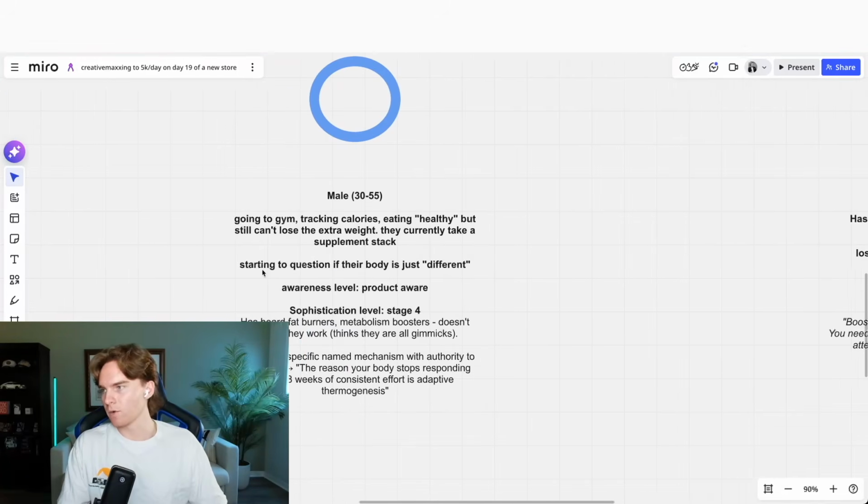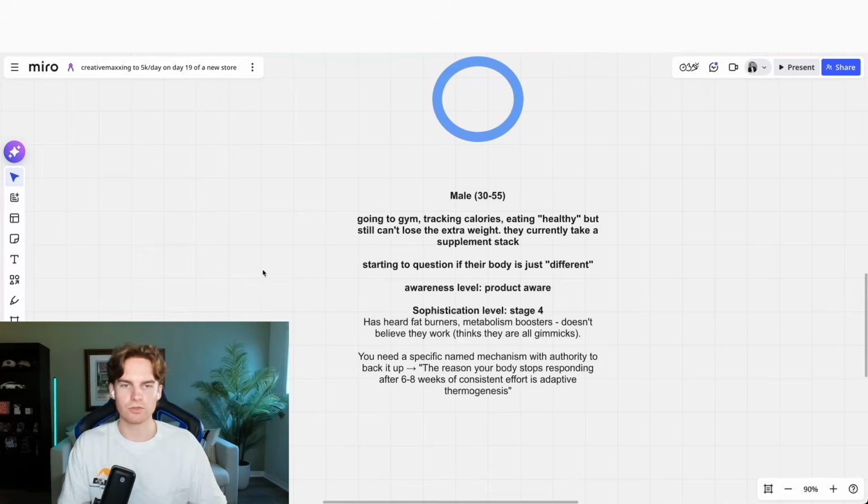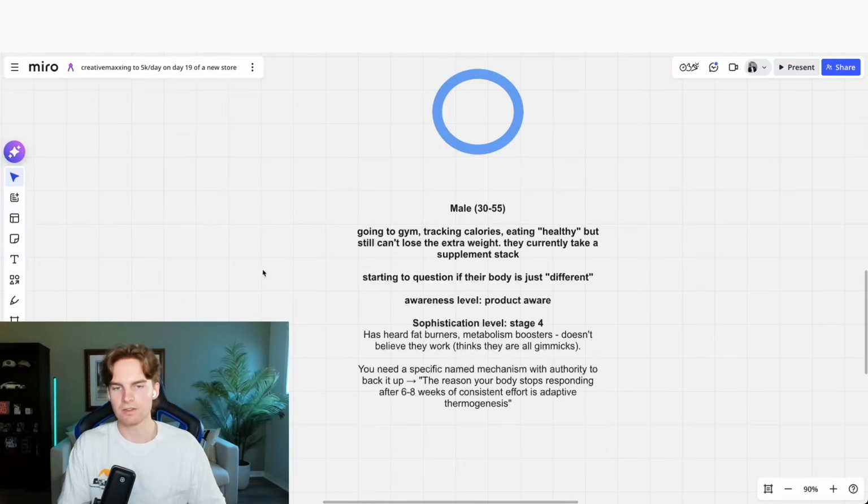So again, for a weight loss supplement, if we're just going to break down this specific avatar, this could be a very specific avatar for a weight loss supplement. And this would be a male between 30 and 55. They might go to the gym, they track calories, they eat healthy, but they still just can't lose the extra weight. They currently take a supplement stack, but they're starting to question if their body is just different. So at this point, you have identified that their awareness level is that they are product aware. And the reason for that is because they are already taking a supplement stack. They already know about these other products.